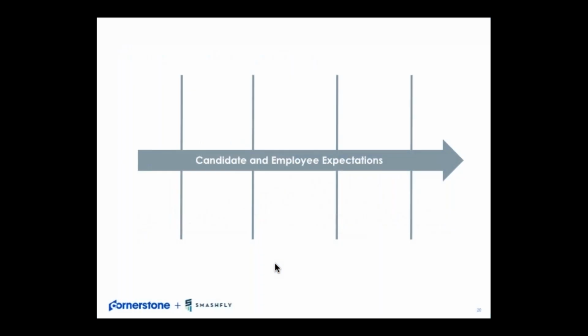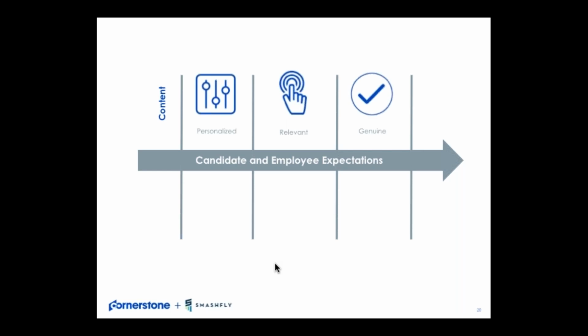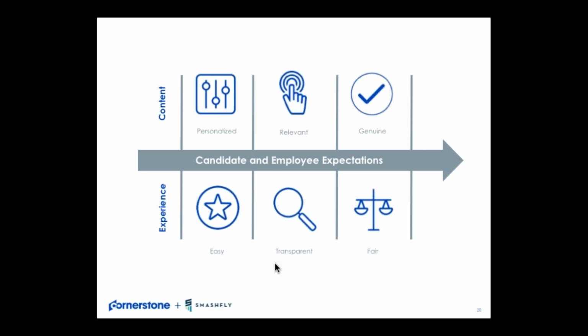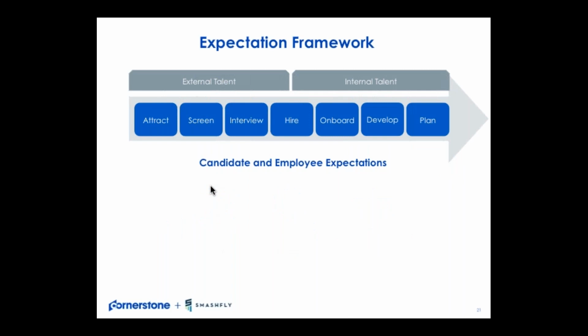And so if we looked at what candidates' and employees' expectations really come down to, I'm going to really simplify this in the next couple of slides. It comes down to content, and what they're looking for is personalized, relevant, and genuine. And when it comes to the experience, they want an experience that's easy, transparent, and at least has the perception of fairness. And this is in terms of both candidates and your employees, because remember, even your employees, from the second they get hired, they're already considering another opportunity. They're already looking for opportunity. Either you provide it or someone else will.